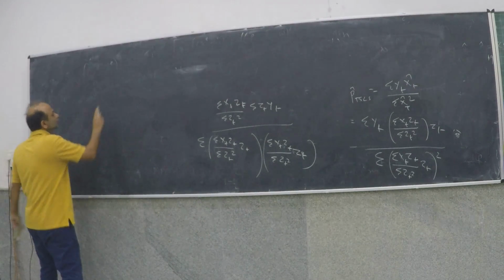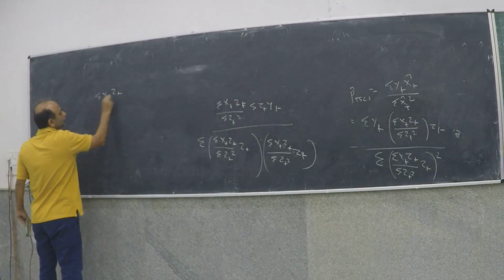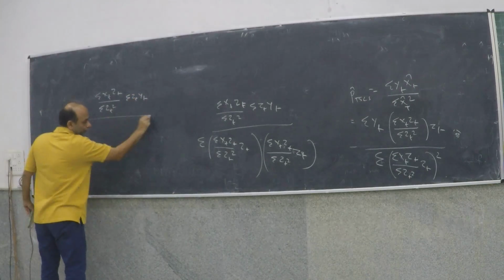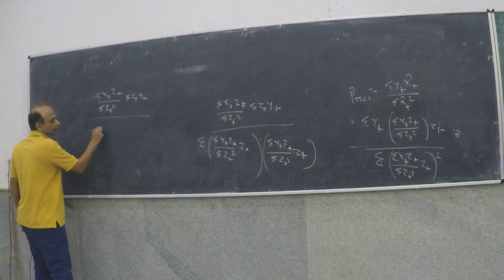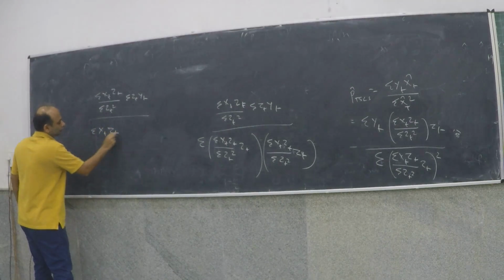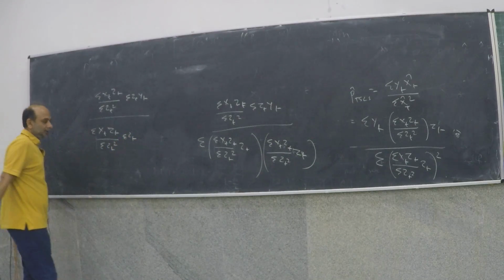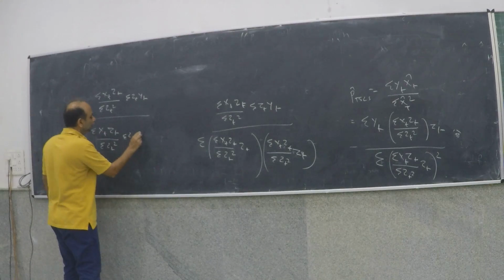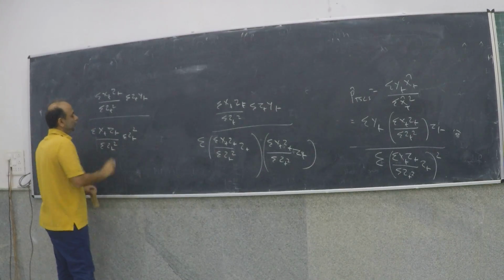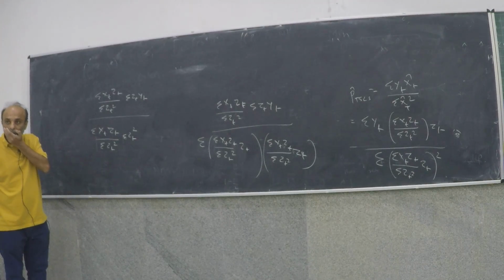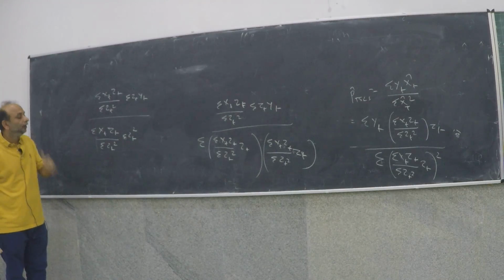Okay, so if I do this, I'll get summation upon, see, this is summation zt, right? So basically this is this. You see this?